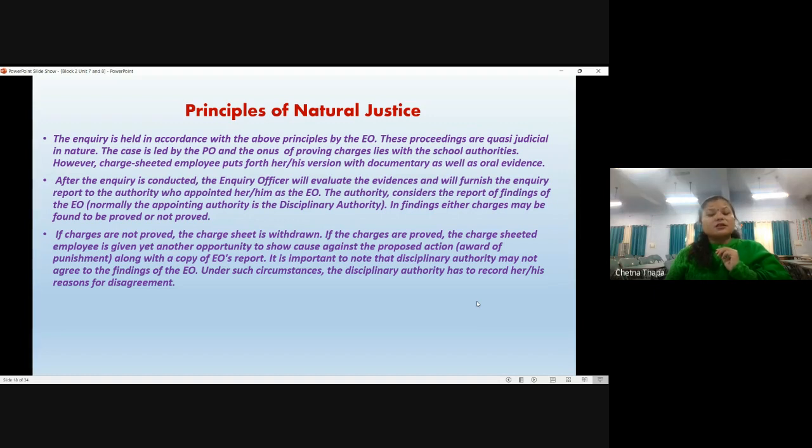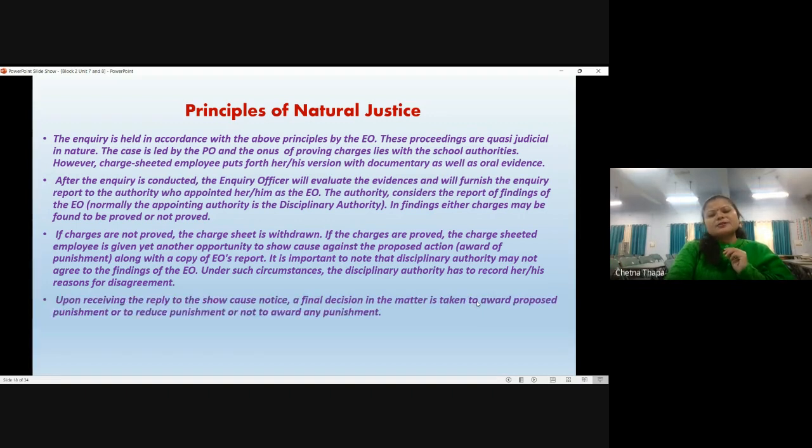If the charges are proved, then along with the copy of the EO report, the disciplinary authority has the right to record his or her reasons for disagreement if he is not agreeing to it. Next, upon receiving the reply to the show cause notice, a final decision in the matter is taken to award the proposed punishment, to reduce the punishment, or not to award any punishment.